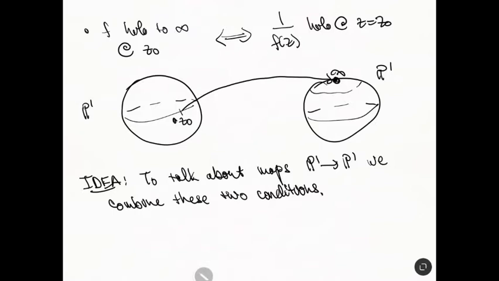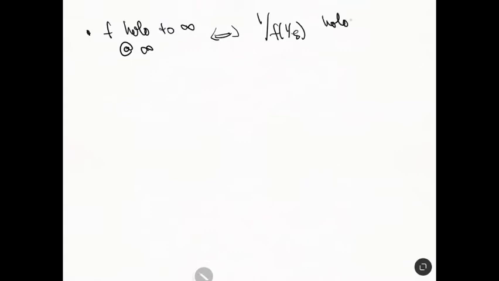All right, great. And so what do we say? We say that f is holomorphic to infinity at infinity if and only if 1 over f of 1 over zeta is holomorphic at zeta equals 0. So again, we're saying that this has a local power series here.